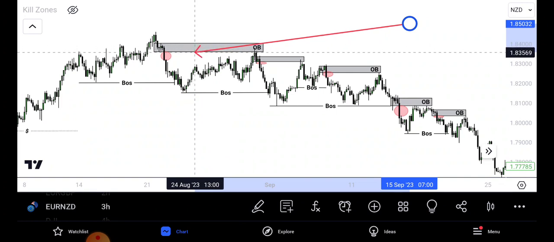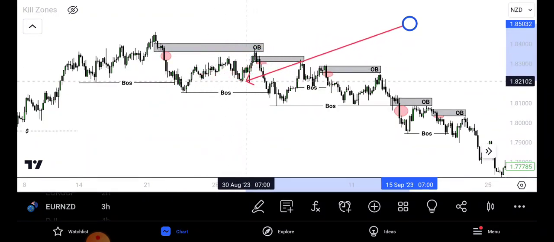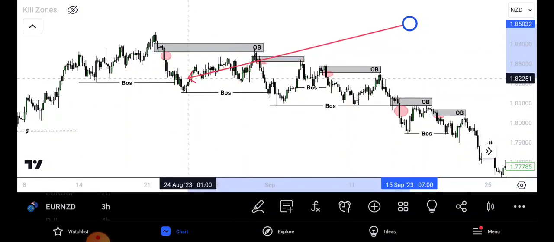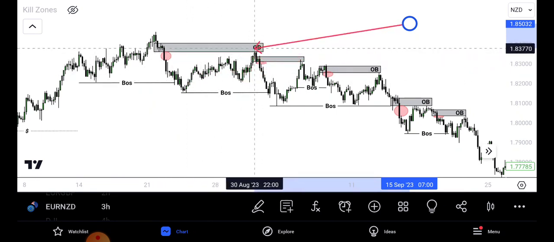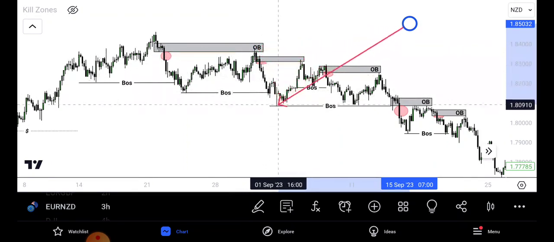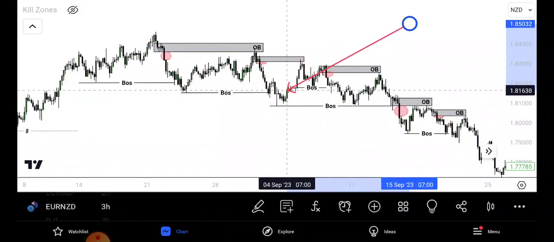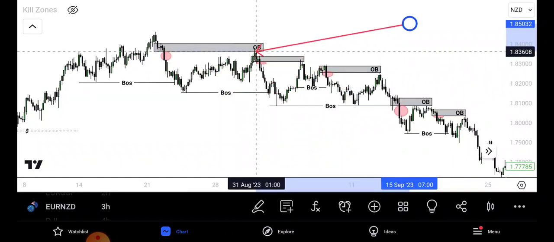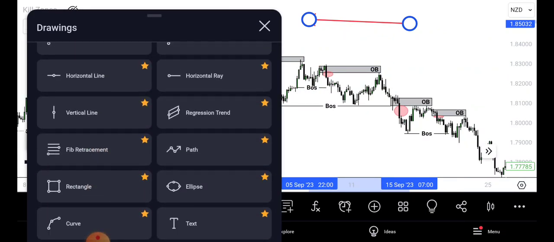Then element 4 is liquidity. You can see here the market generated equal low liquidity. After the market mitigated that order block, after it tapped on the order block, the market took out this liquidity and also this liquidity here. If you are taking that trade from this zone to this point, you should have made a good whopping amount of money.